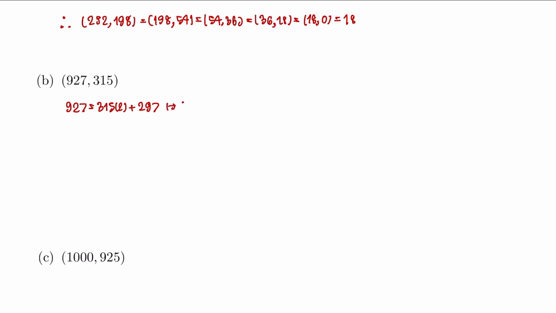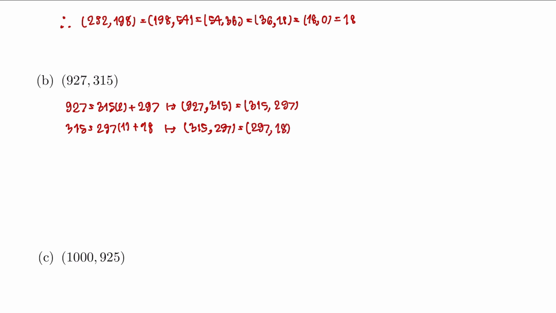So the greatest common divisor of these two numbers equals that of 315 and 297. And 315 equals 297 times 1 plus what number? 18, right? So the greatest common divisor of 315 and 297 equals the greatest common divisor of 297 and 18. And what next?